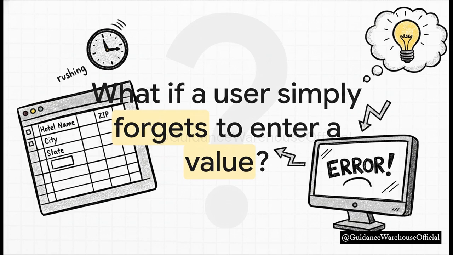Let's do a quick mental check here to make sure we're on the same page. We know not null blocks empty entries. But what happens if a busy booking agent is rushing and simply forgets to enter a value for a required field, like the city where a new hotel is located? Normally, the system would throw an error and halt the whole process. So how can we be smarter about this?